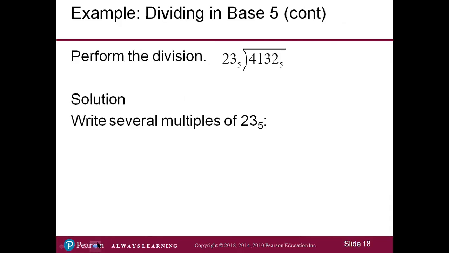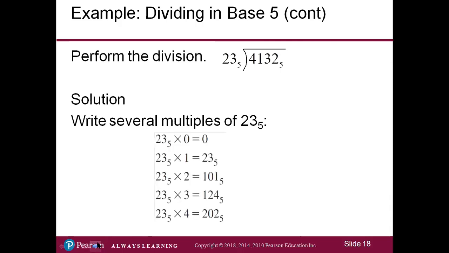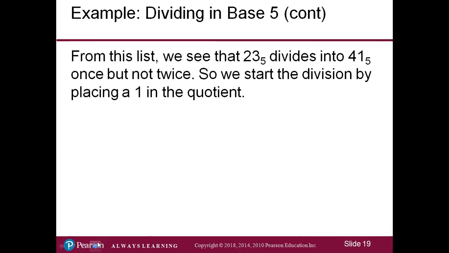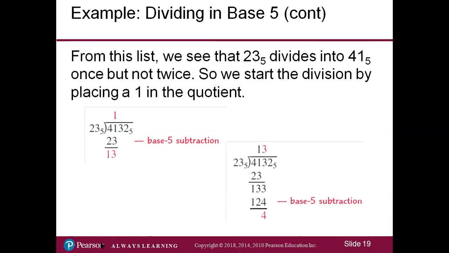Performing division. Solution, we write several multiples of 23. So we write times 0, times 1, times 2, times 3, times 4. Also similar to that doubling method that we saw. From this list, we see that 23 divides into 41 once, but not twice. So we start the division by placing 1 in the quotient, right? So we isolate what we can, just like in the traditional long division algorithm.